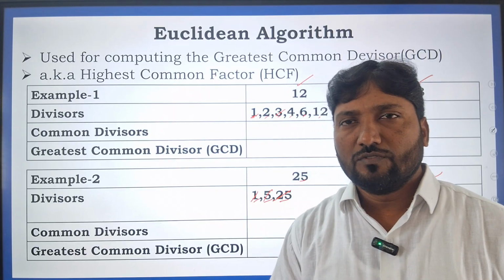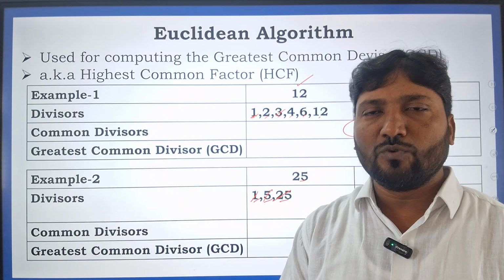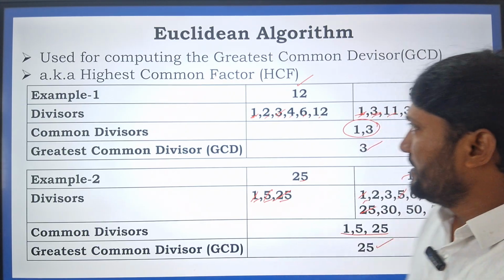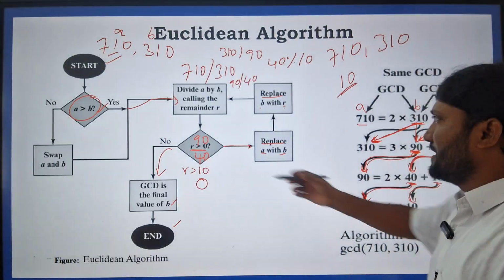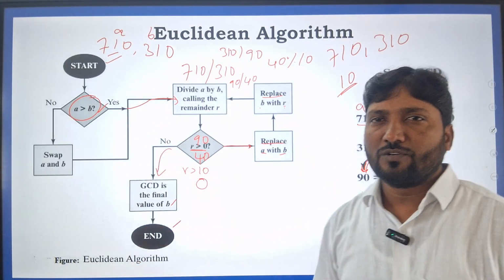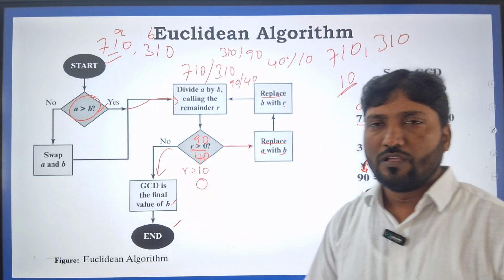Anyhow, we are going to use the Euclidean algorithm to calculate the GCD of two positive integers by following this algorithm, that is, the flow chart. We have to remember this and calculate the GCD of the given two positive integers.